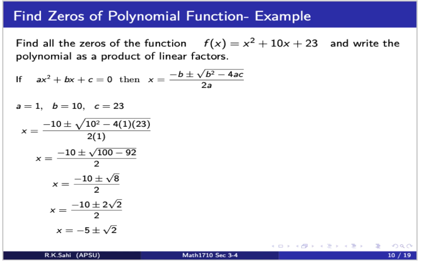Hello everyone. In this video we are going to look at how to find the zeros of a polynomial function and then later on write these polynomials as a product of linear factors. Okay, so let's look at this first simple example. We are given a quadratic polynomial, f(x) equals x squared plus 10x plus 23, and we would like to write this polynomial as a product of linear factors.